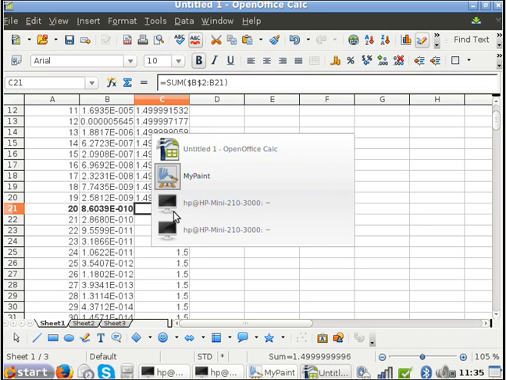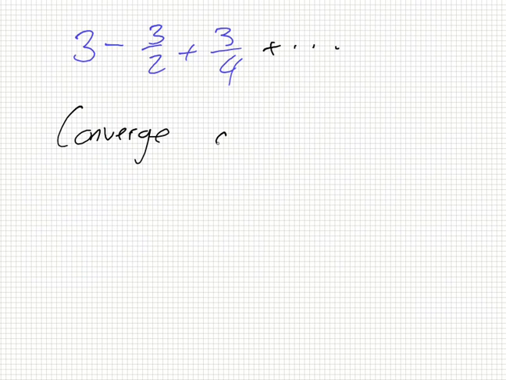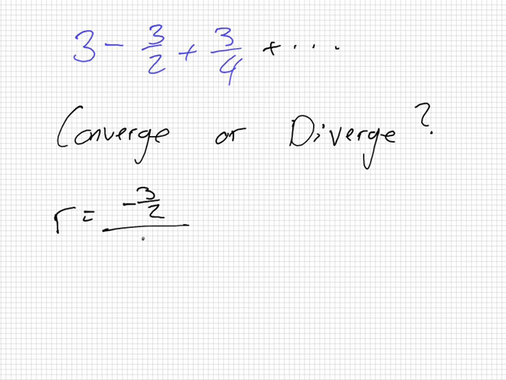So for the first question, if I give you a sequence like this, 3 minus 3 over 2 plus 3 over 4 plus ..., and I ask you converge or diverge, you need to calculate the r. So r equals minus 3 over 2 over 3, which equals minus a half. So converge or diverge? Which is it? Correct, convergent.